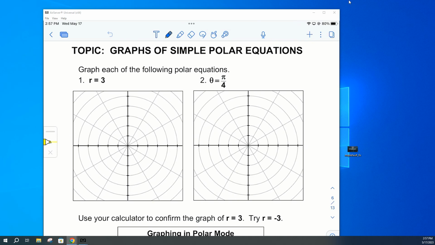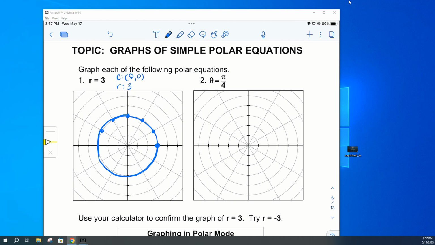Think about what that means. That means theta can be anything, but the radius would have to be 3. So theta could be 0, and I'd get that point. Theta could be pi over 6, pi over 3, and so on and so on. So what is r equals 3 going to be a graph of? And of course you say it will be a circle with a radius of 3, centered at the origin. Well, that's pretty easy.